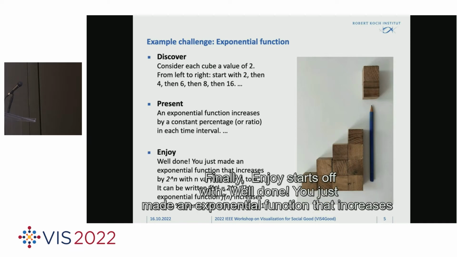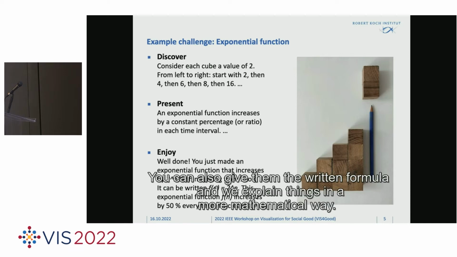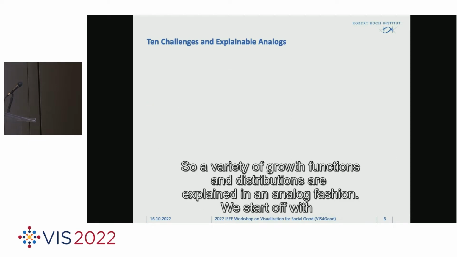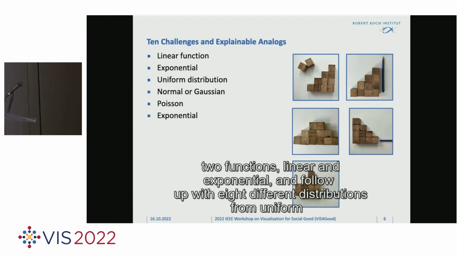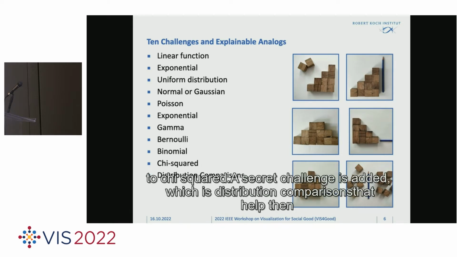Finally, Enjoy starts off with, well done, you just made an exponential function that increases by 2 to the power of n, with n varying from 1 to 4. You can also give then the written formula, and we explain things in a more mathematical way. So a variety of growth functions and distributions are explained in an analog fashion. We start off with 2 functions, linear and exponential, and follow up with 8 different distributions, from uniform to chi-squared.